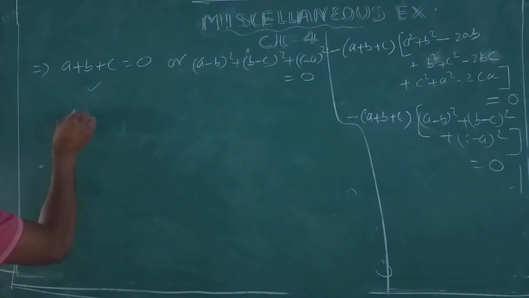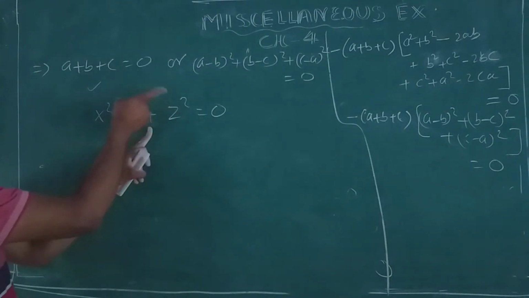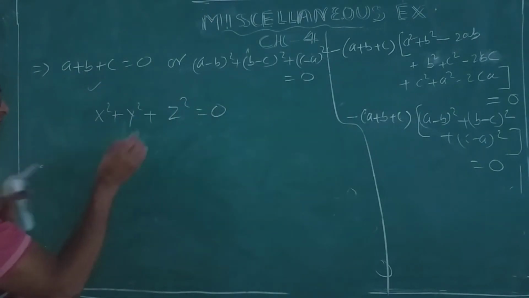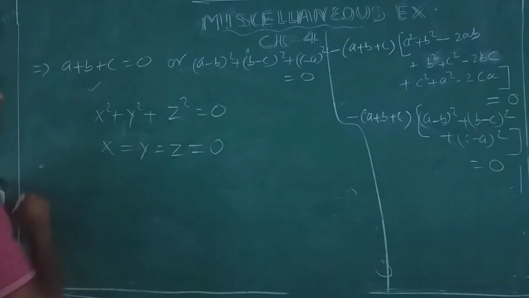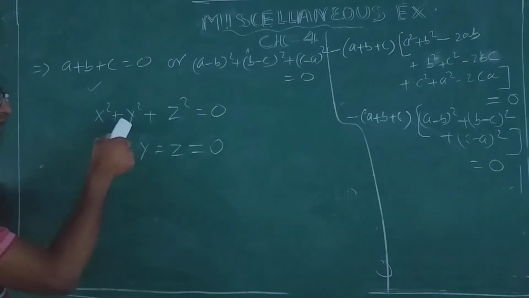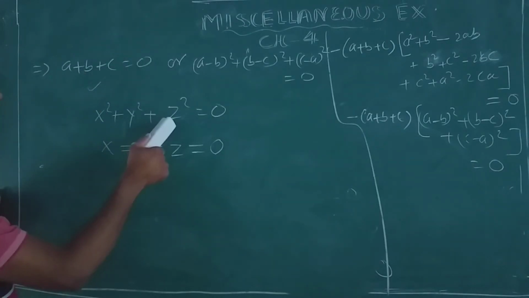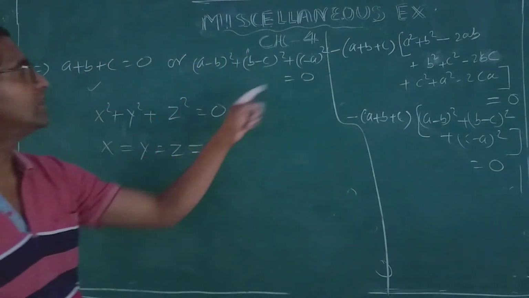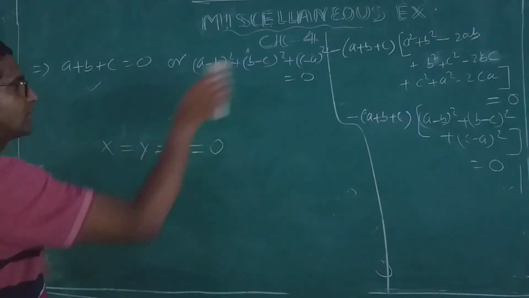As we know that x square plus y square plus z square equal to 0, it means the whole result will be 0 only if x, y and z are 0 separately. Understand? This value will be 0, this value will be 0, this value will be 0 only if x equal to 0, y equal to 0, z equal to 0, then the whole result will be 0. Taking this concept in your mind, you will solve this problem.